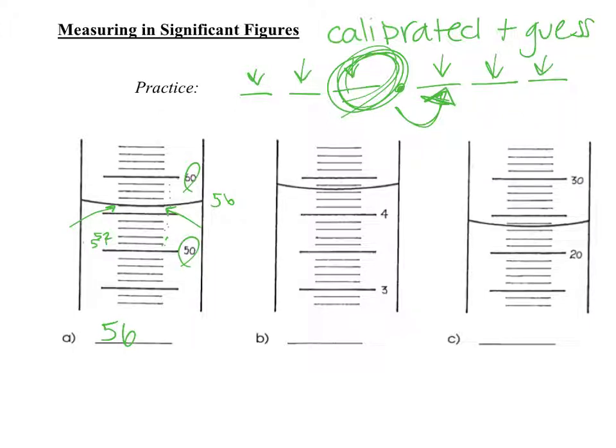But in order to be the correct number of sig figs, I have to add the 10th decimal place. Because I think it's right on the line, I'm going to put a 0. If you think it's a little bit above the line, you could put a 0.1, 0.2, those kind of things.